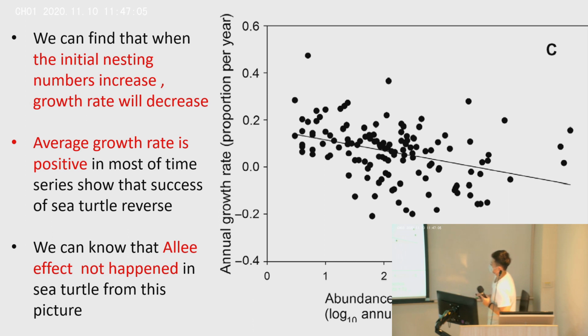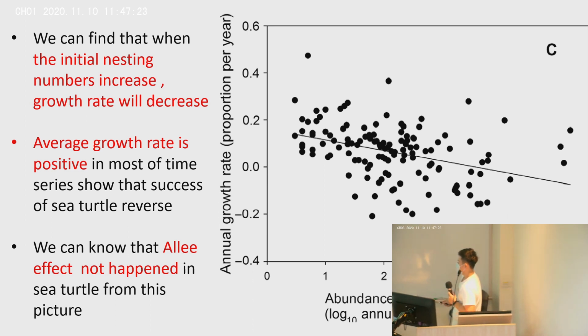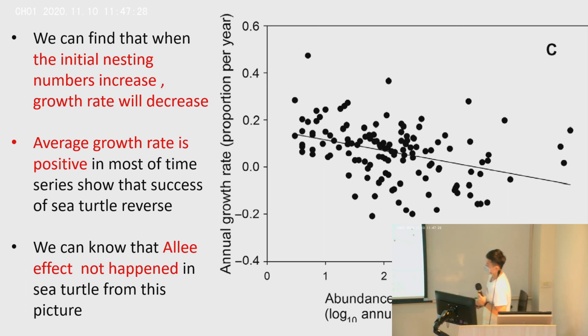And the line is the average growth rate. We can see that in most events it is positive, so we can show the success of sea turtle recovery. We can also know that the Allee effect does not happen in sea turtles from this figure.